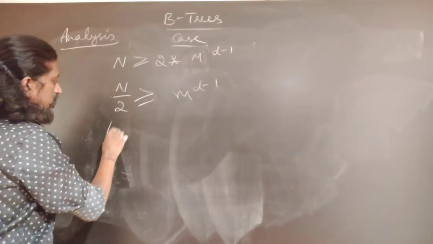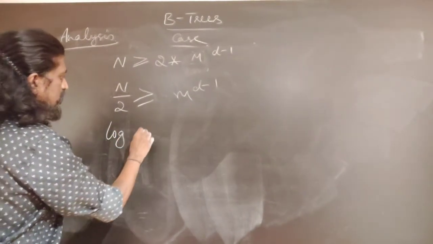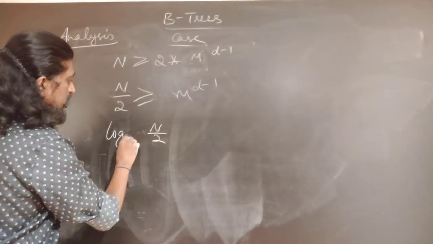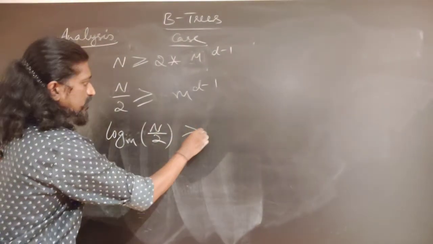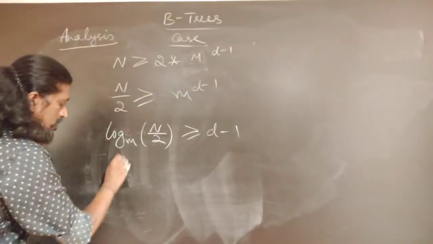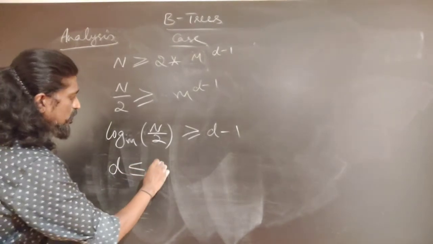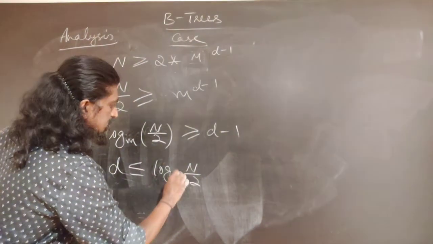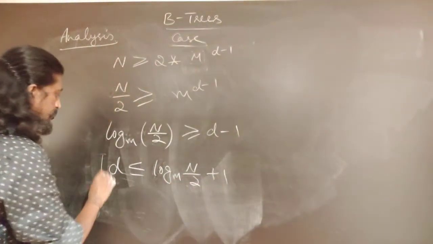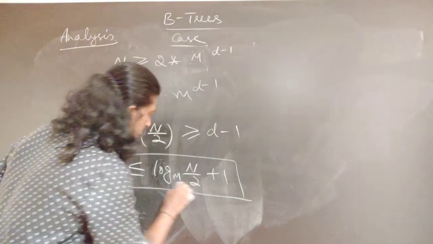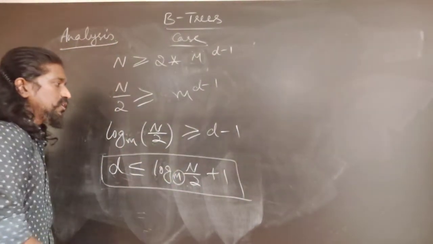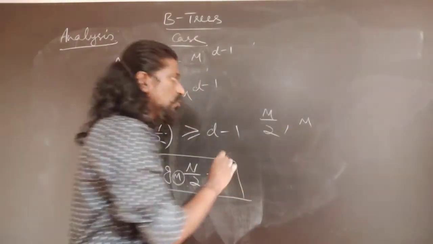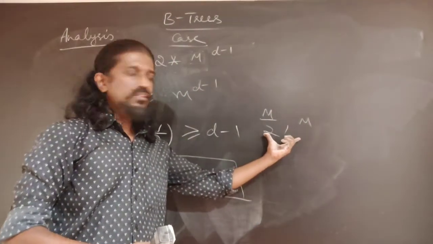So when we apply logarithm on both sides, we get log of n by 2 to base m is greater than or equal to d minus 1, or depth is less than or equal to log of n by 2 to base m plus 1. Now we can see this base factor is playing a very important role. Log base m by 2 and log base m, even though the order of growth is logarithmic, have a huge difference.